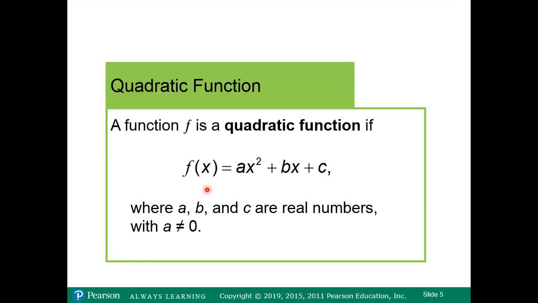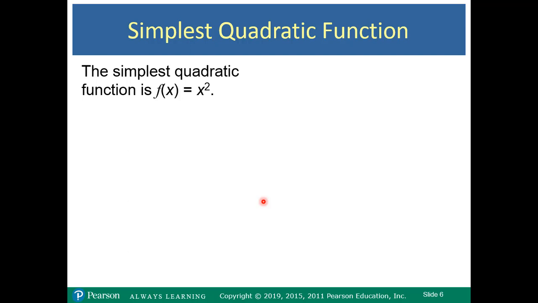A quadratic function has a degree of 2. A quadratic function has a quadratic equation or quadratic expression, with a leading coefficient a not equal to 0, where a, b, and c are real numbers. The simplest quadratic, as you would imagine, is our basic squared function, x squared. All polynomial functions stem from this one.